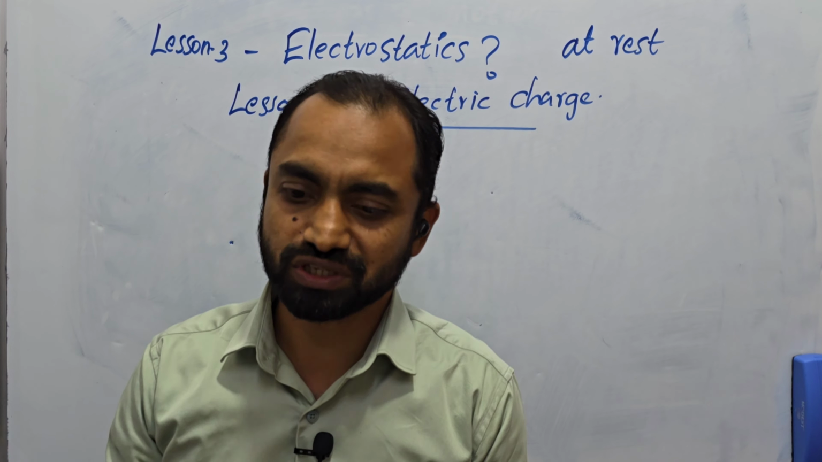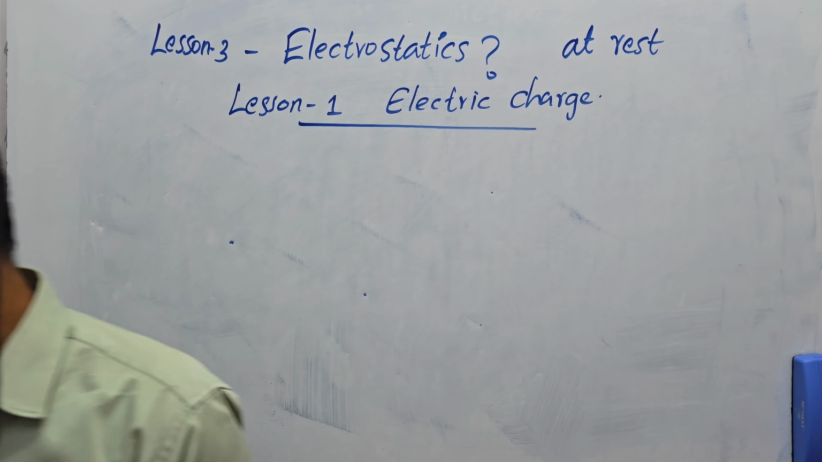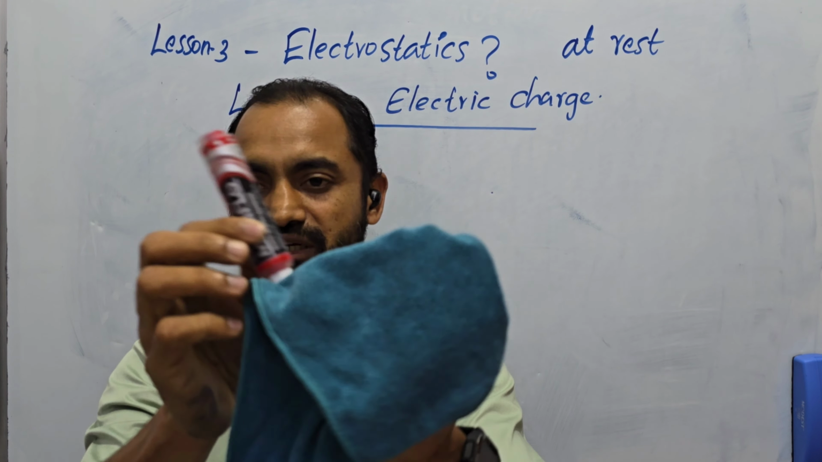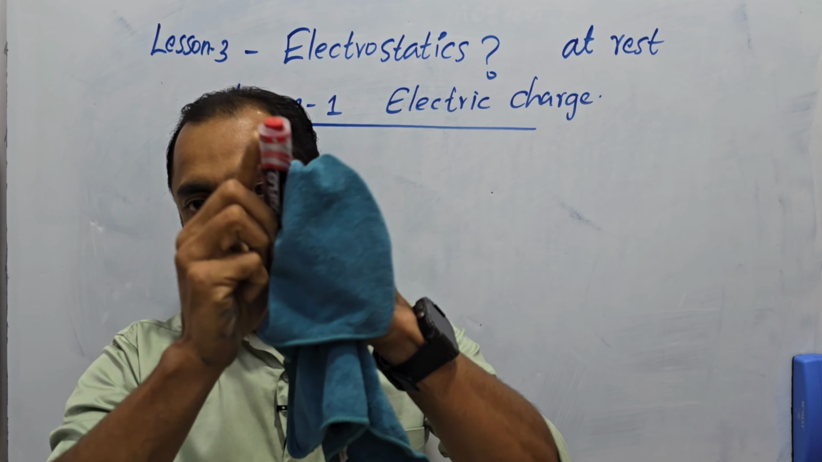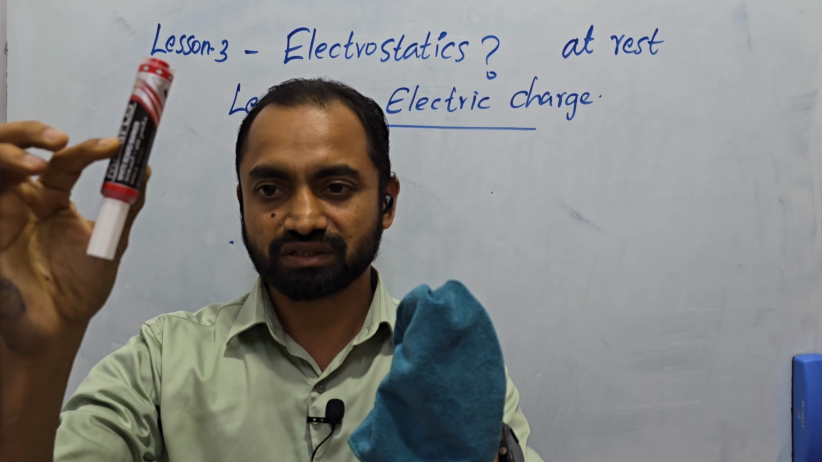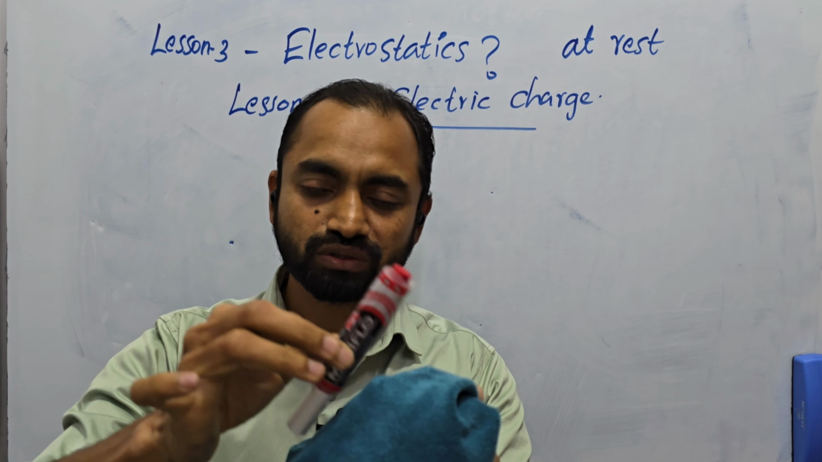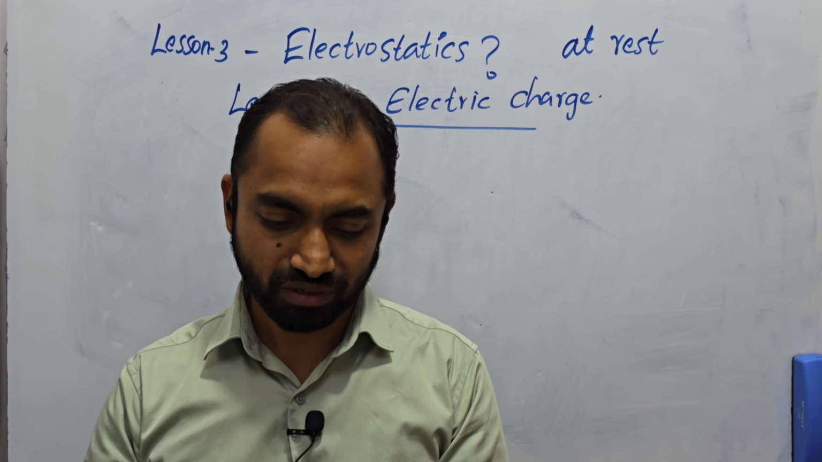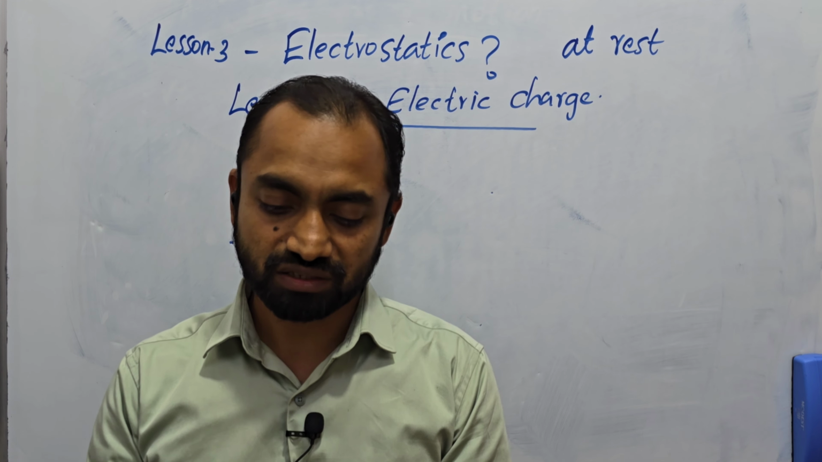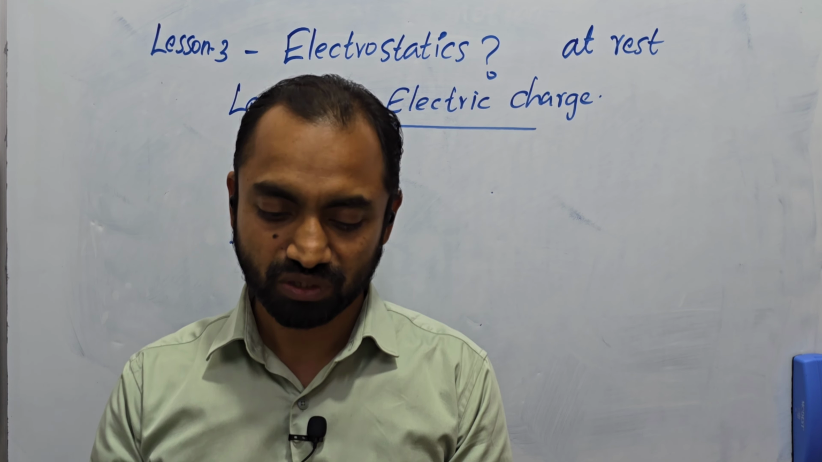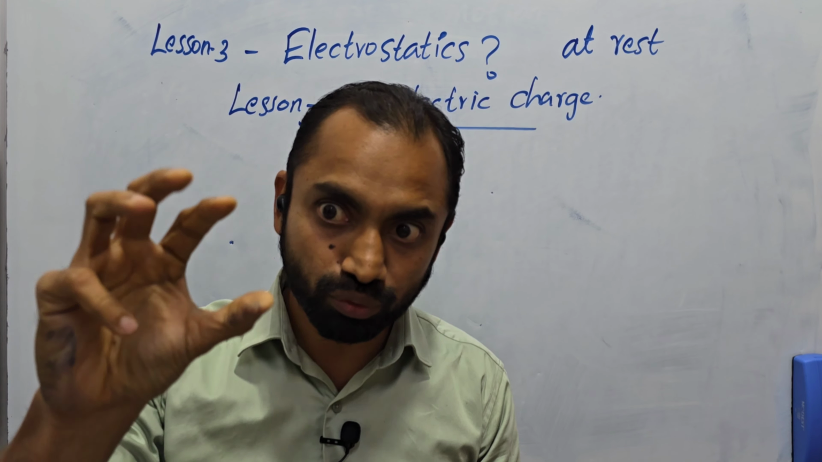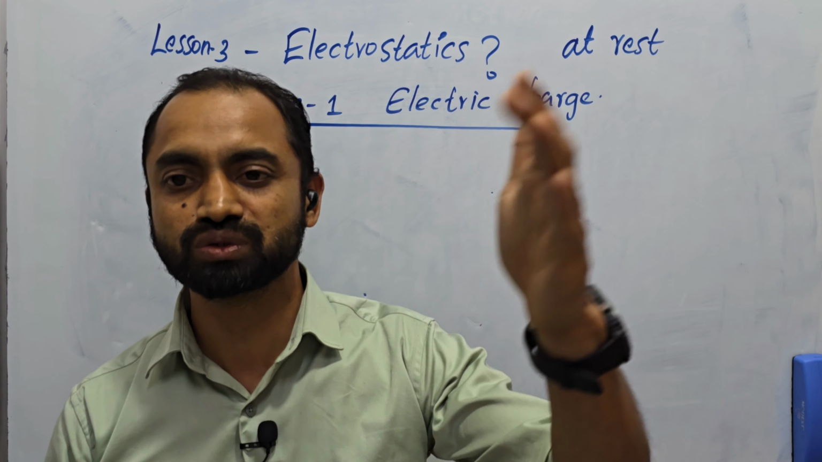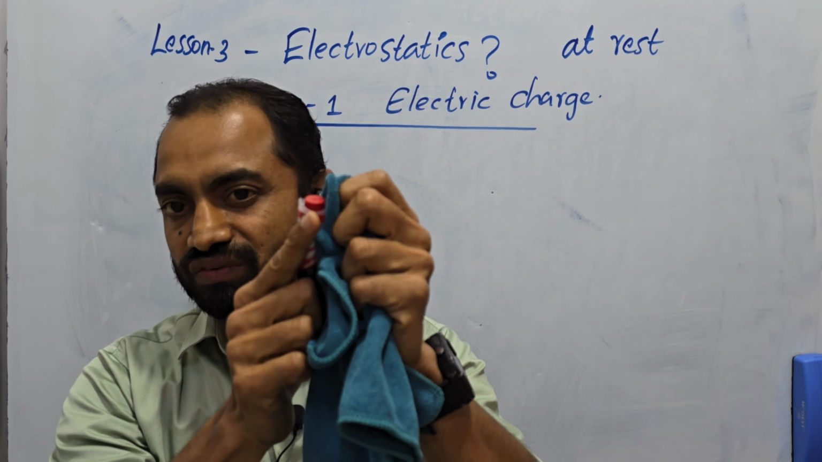Then my question is, when you rub this, for example, if this is a plastic rod and this is a cloth, we rub like this. The plastic will get negative charge, right? Which means electrons will move from the cloth to this plastic rod. So it will gain negative charge. The cloth becomes positively charged. My question is, does it obey the law of conservation of charge? Law of conservation of charge means charge can neither be created nor destroyed. It can be transferred from one object to the other. So during this process, will charge be conserved or not?